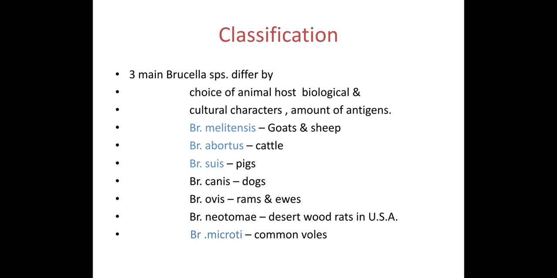Brucella suis, swine meaning pigs. So the reservoirs for Brucella suis are pigs. Brucella canis means canines. The reservoirs are dogs, jackals, foxes and so on. Brucella ovis, whose reservoirs are rams. Brucella neotomae, which was seen in desert wood rats. And recently Brucella microti has been discovered, which is found in voles.